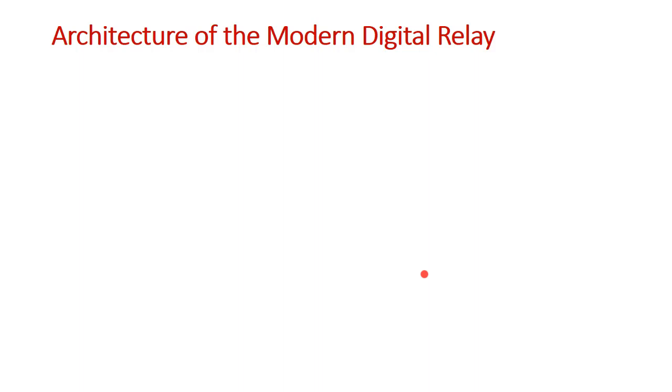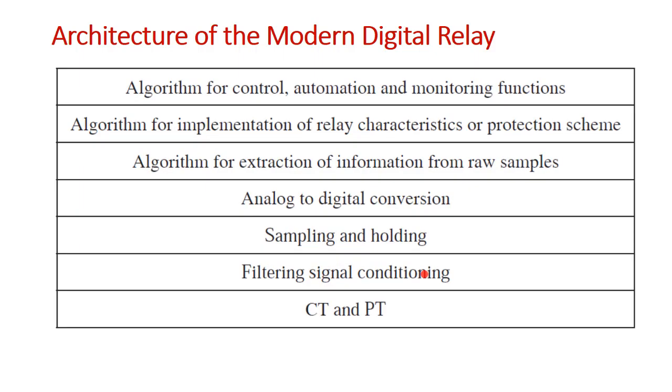Let us see what the architecture is. So this is in fact the architecture. Here this is the top level and this is the down level. So we can also take a top to down level approach, and in this, first we need to develop the algorithm for control, automation and monitoring functions.